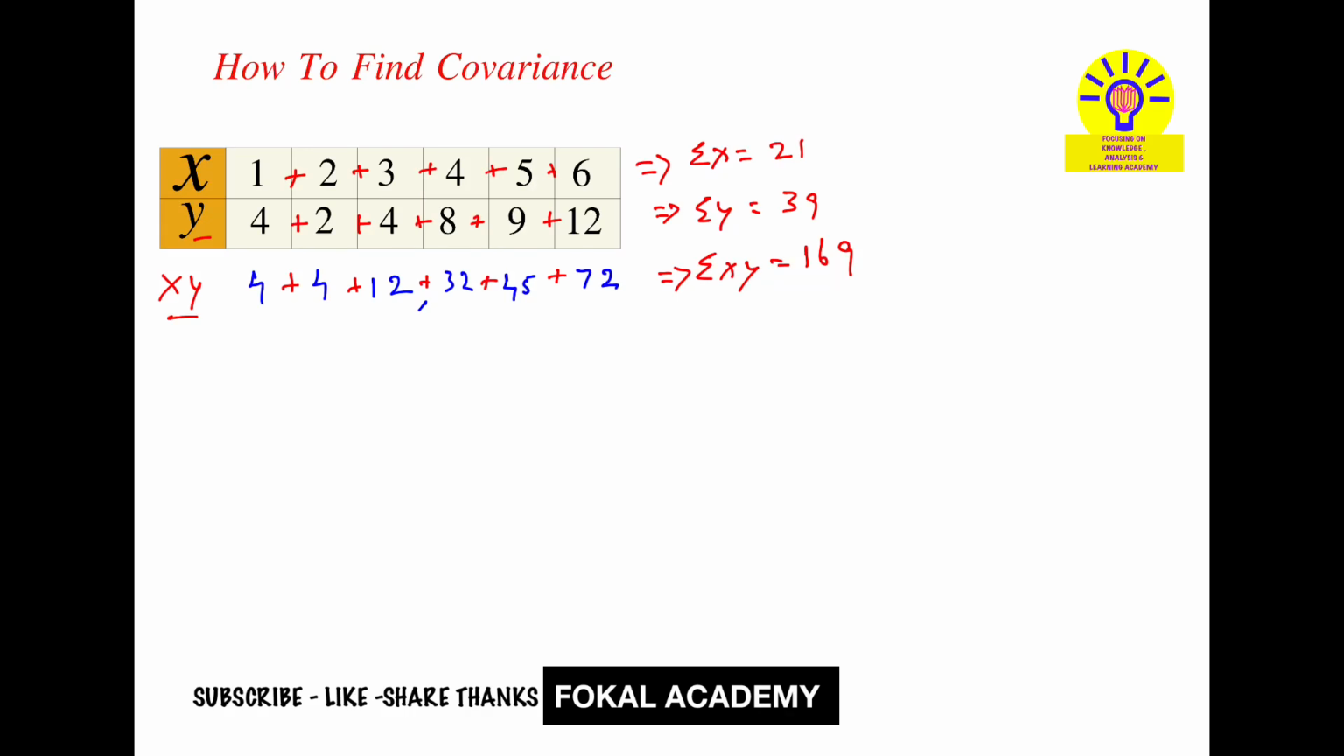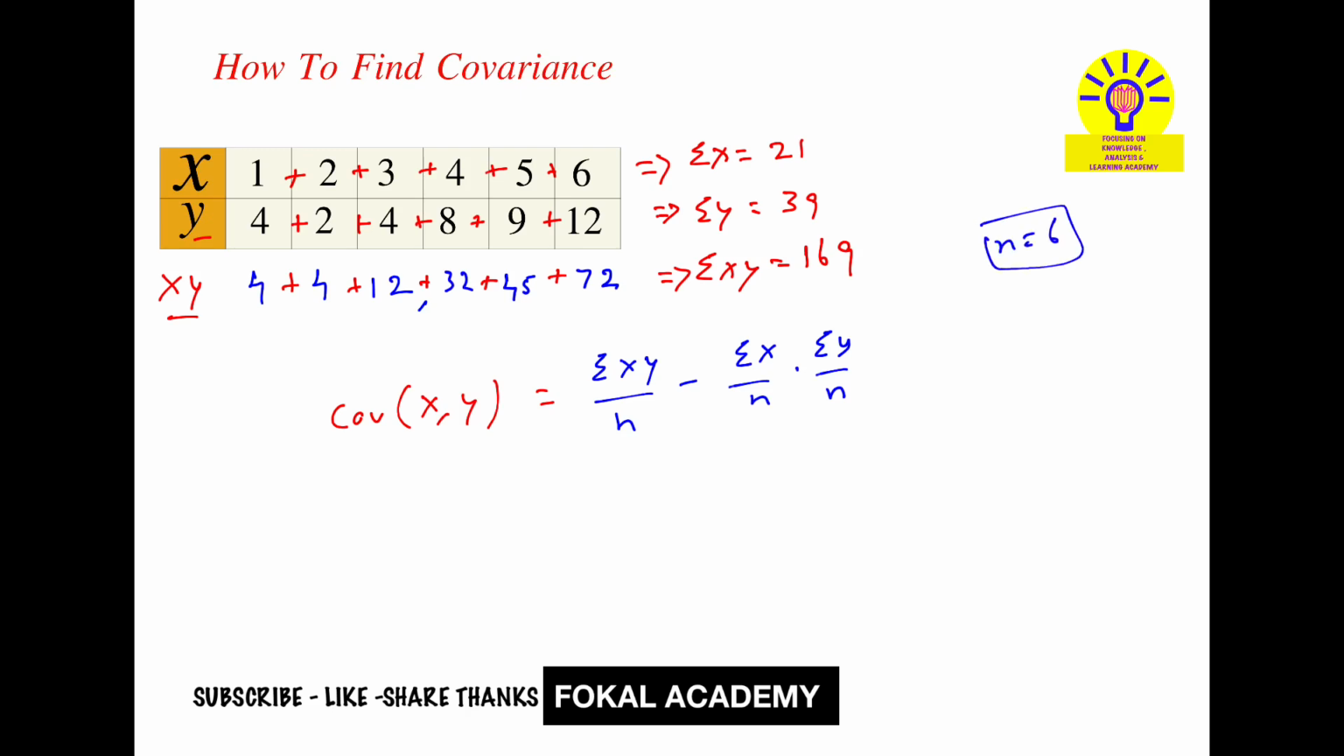169. Now recall the formula, that is covariance of x comma y data, which is equal to summation of xy by n minus summation of x by n into summation of y by n. Here n means the number of observations. Totally we have 6 observations: 1, 2, 3, 4, 5, 6. So n equals 6.